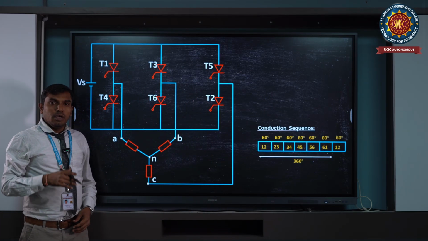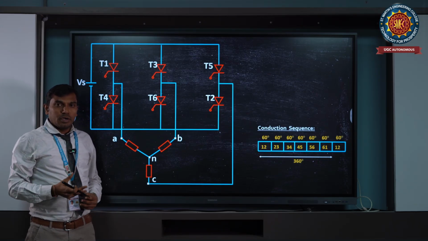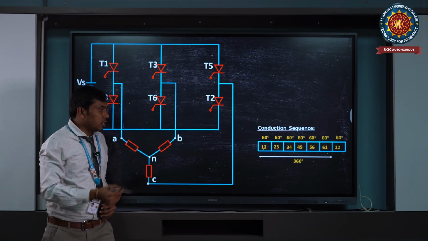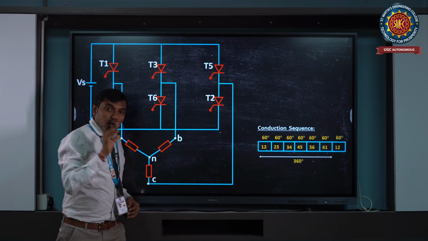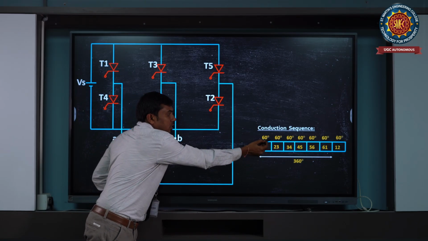From this we can see how the 120 degree mode of operation works to get the AC output voltage. You can see here there is a conduction sequence. As I told you, the switches are numbered according to the conduction sequence. Therefore, the conduction sequence is 1 2 here, and it is 2 3 for the next 60 degrees.